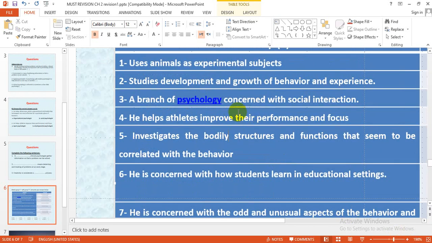Group A, number one: uses animals as experimental subjects. Number two: studies development and the growth of behavior and experience. Number three: a branch of psychology concerned with social interaction.